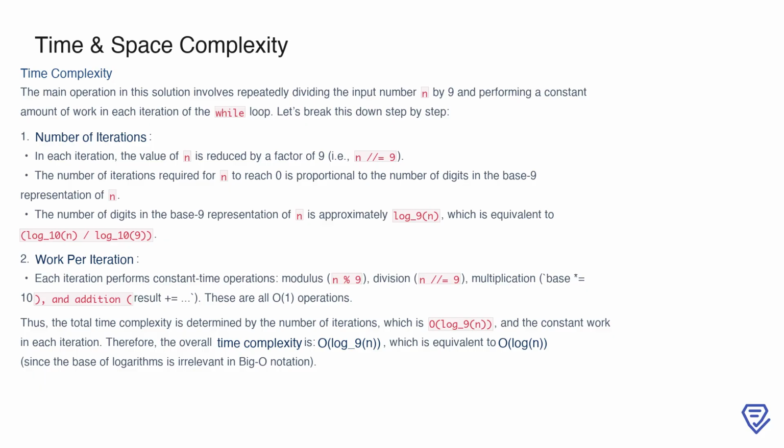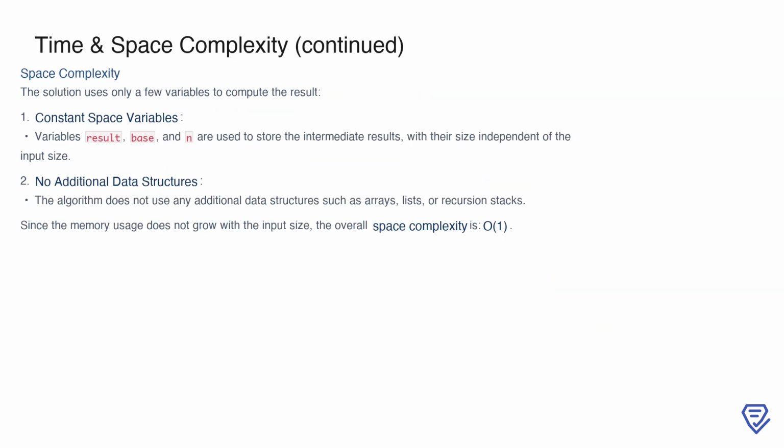Next, during each iteration, we perform operations like modulus, division, multiplication, and addition. These are all constant time operations, meaning they each take O(1) time. Combining these observations, the total runtime depends on the number of iterations, which is O(log_9 n) multiplied by the constant work per iteration. Since the base of a logarithm does not affect big O notation, this simplifies to O(log n) overall. Now turning to the space complexity, this solution is highly efficient in its memory usage.